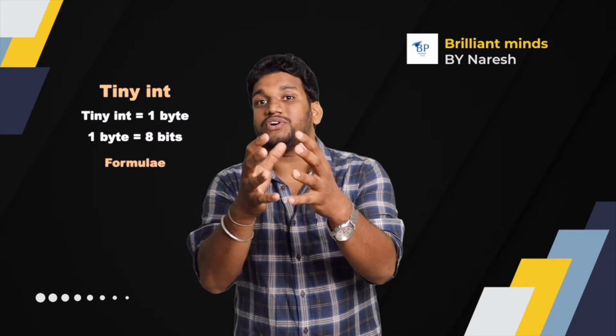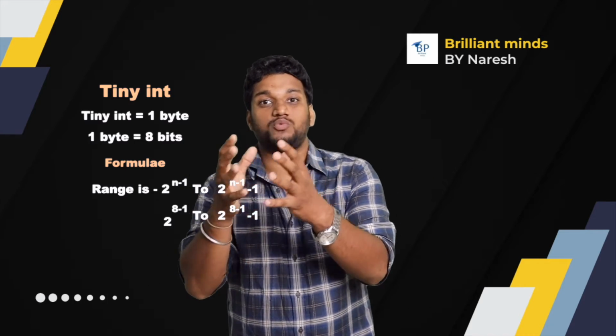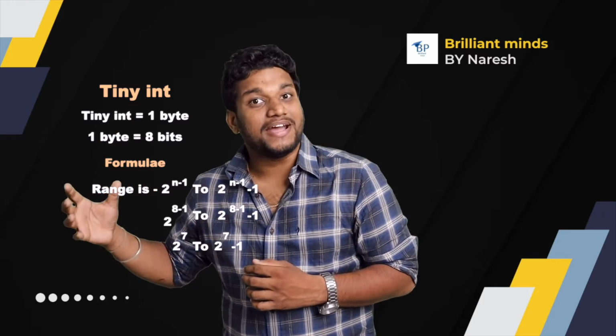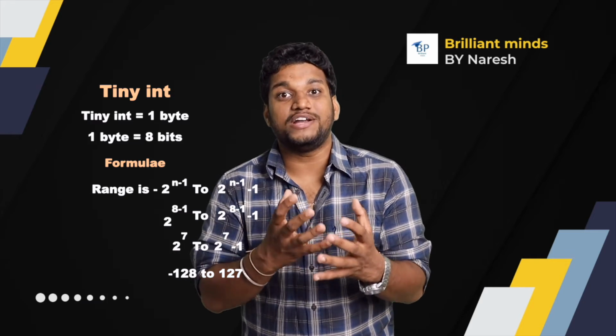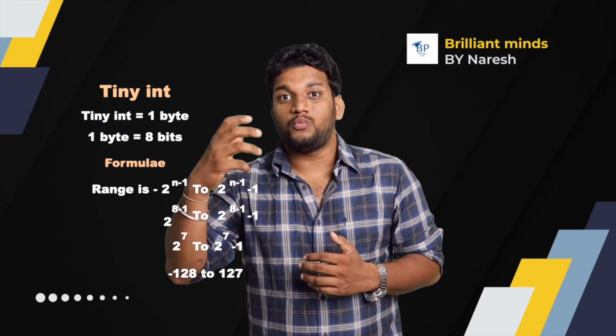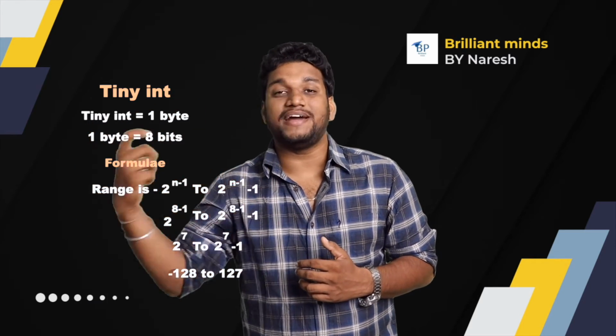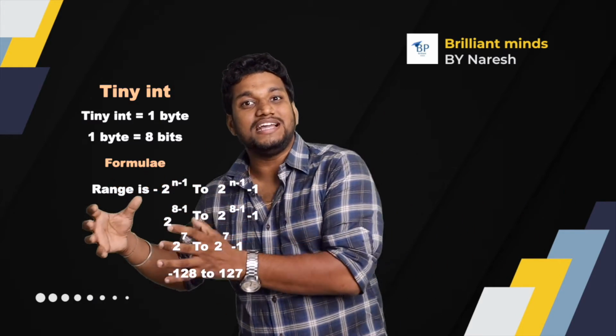For signed value and unsigned value, I am finding the range, right? Now what is that range? Minus 2 power n minus 1 to plus 2 power n minus 1 minus 1. Now instead of n, I have to keep 8, which is nothing but minus 2 power 8 minus 1 to plus 2 power 8 minus 1 minus 1. Now what is minus 2 power 7? 2 power 7 is nothing but 128. Now 2 power 8 minus 1 is 128 minus 1, which means 127. Now the range is minus 128 to 127.